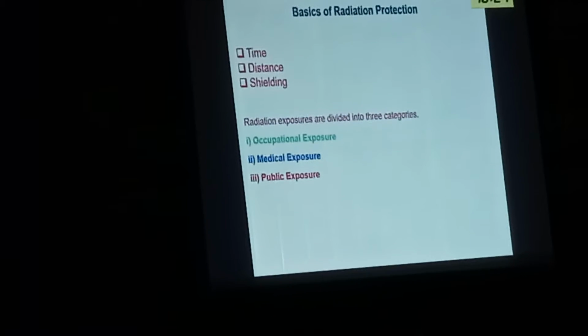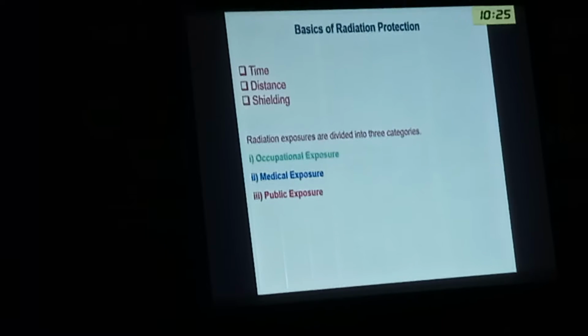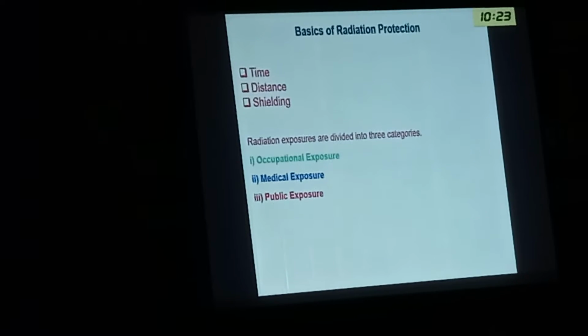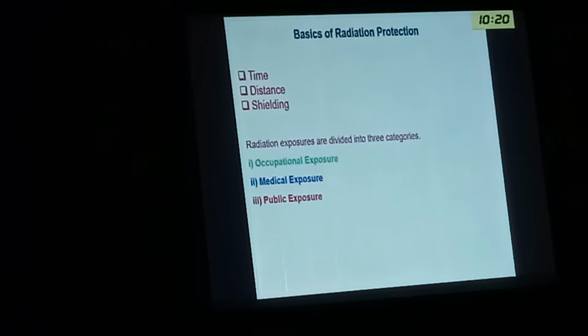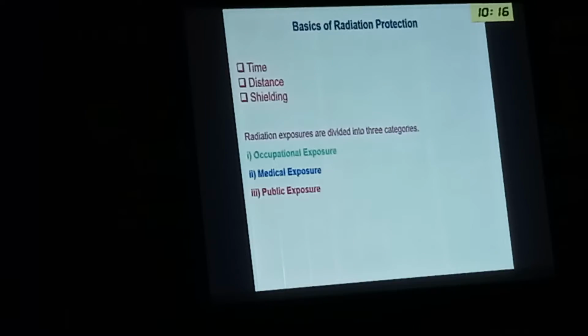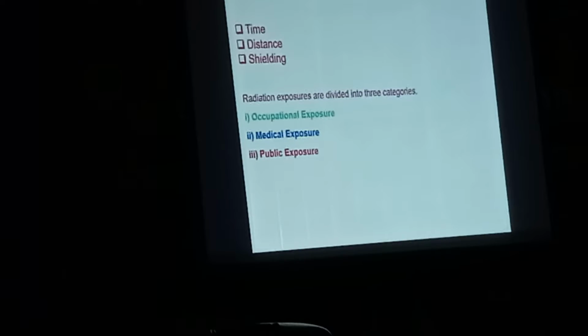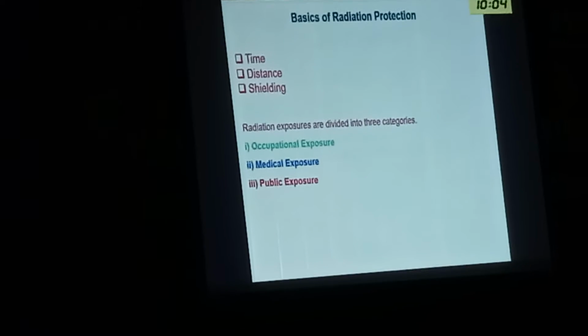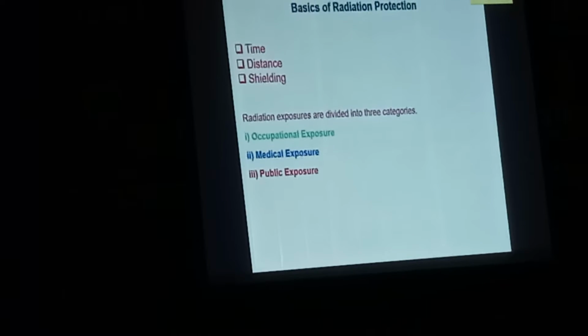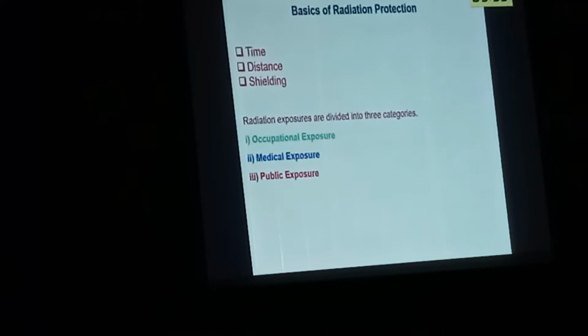Then the basics of radiation protection: three philosophies, time, distance, and shielding. The less time you spend near the diagnostic radiology equipment or whatever radioactive sources, the less dose you will get. Then distance. We all know that intensity is inversely proportional to the distance squared. So if you double the distance, your exposure level will be reduced to one fourth. I d square basically equals a constant.